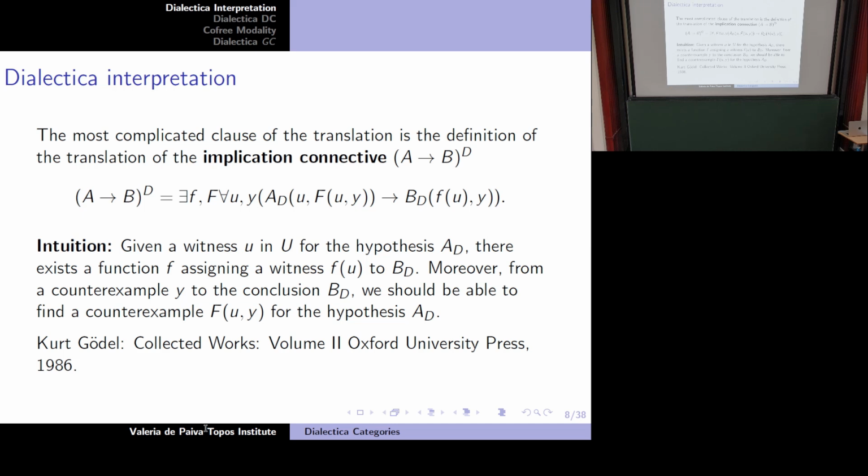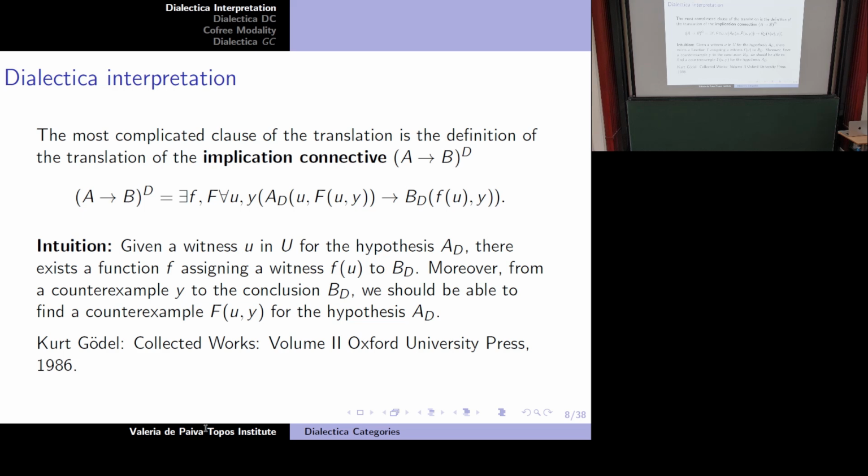If you think about modified realizability, that's what the little f does. It takes a witness for the hypothesis and assigns to it a functional f, so it gives you your witness f of u in the conclusion of the implication. But the interesting thing, the thing that makes Gödel's functional interpretation so different, is what it does to counterexamples.